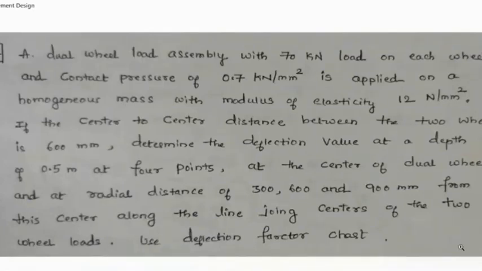If the center to center distance between the two wheels is 600 mm, determine the deflection value at a depth of 0.5 meter at 4 points: at the center of the dual wheels and at radial distances of 300, 600 and 900 mm from the center along the line joining the centers of the two wheels. Use the deflection factor chart. So he is clearly mentioning to use the deflection factor chart.